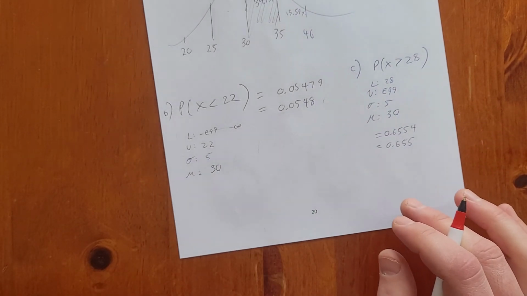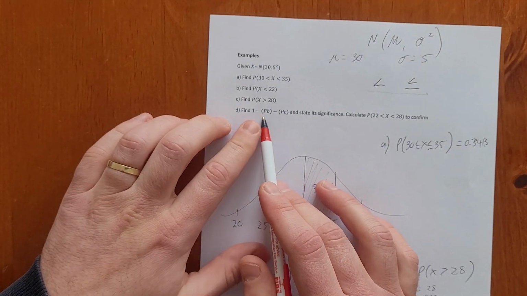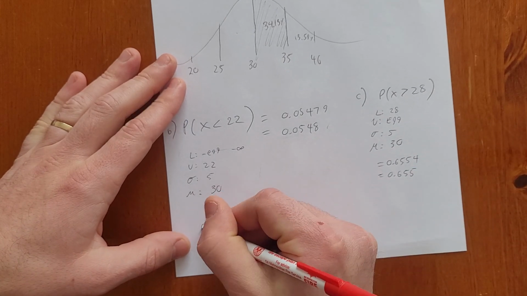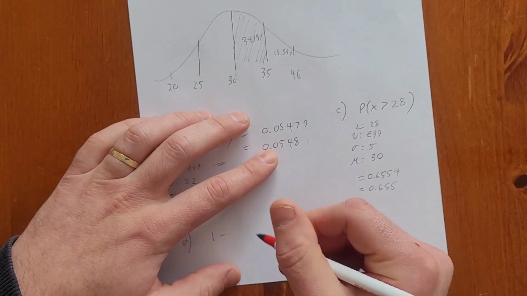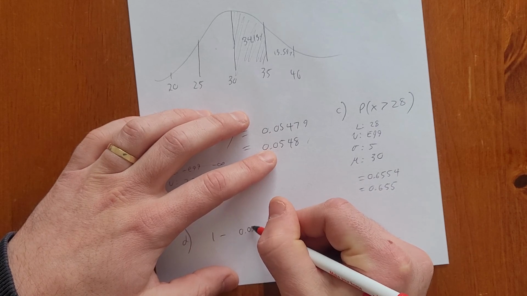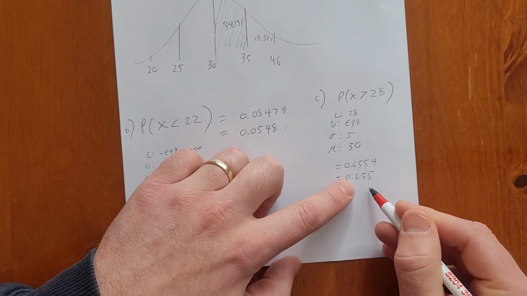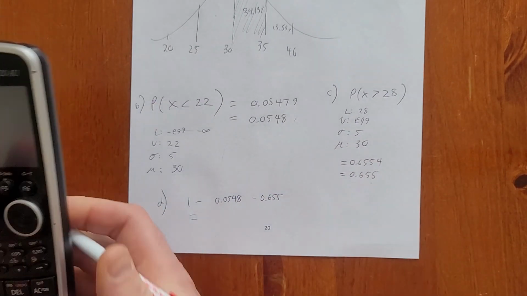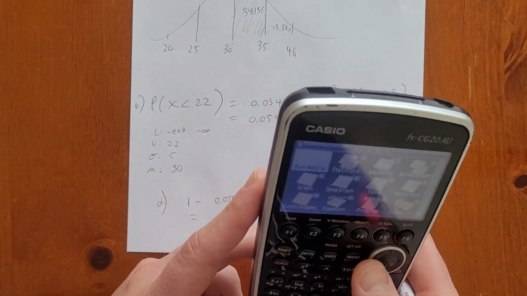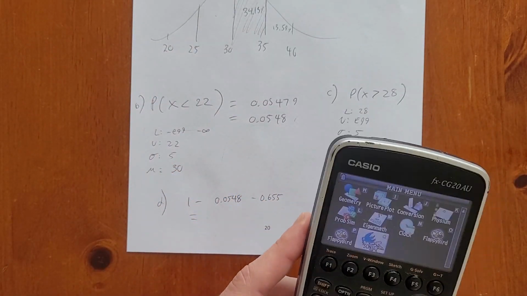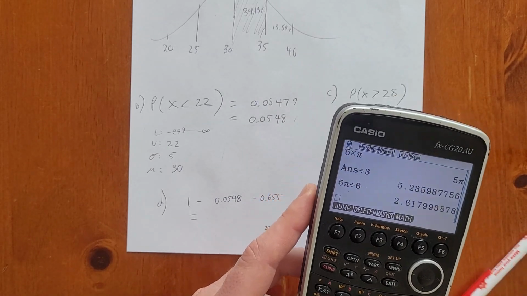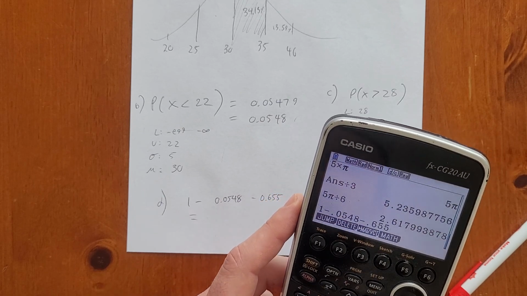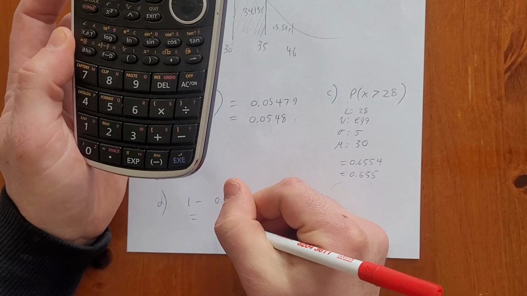Okay, part D. Find 1, take the probability of B, and then take the probability of C. So in part D, I'm going to do 1, take away, we got 0.0548, and then here we got 0.655. That's going to equal, let's perform that in Run-Matrix. We've got 0.2902.